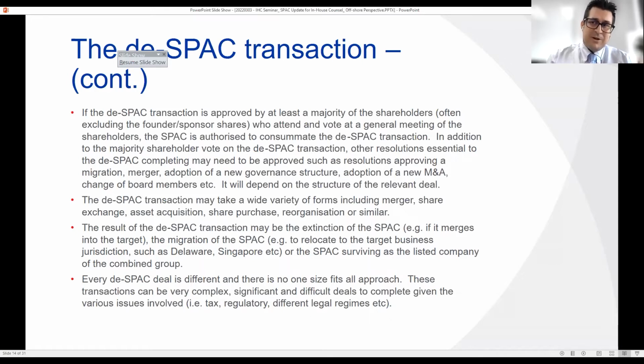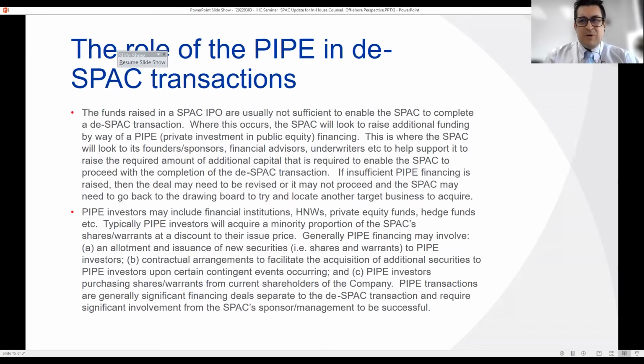The proxy statement, notice and meeting materials can be quite significant in terms of number of pages, complexity, number of the disclosures. So again, if you're a SPAC investor, this is something where you'd want to get your advisors to potentially give you their views on whether the investment is worthwhile or not, and how you should elect to utilize your redemption rights. It's also worth mentioning here the role of the PIPE.